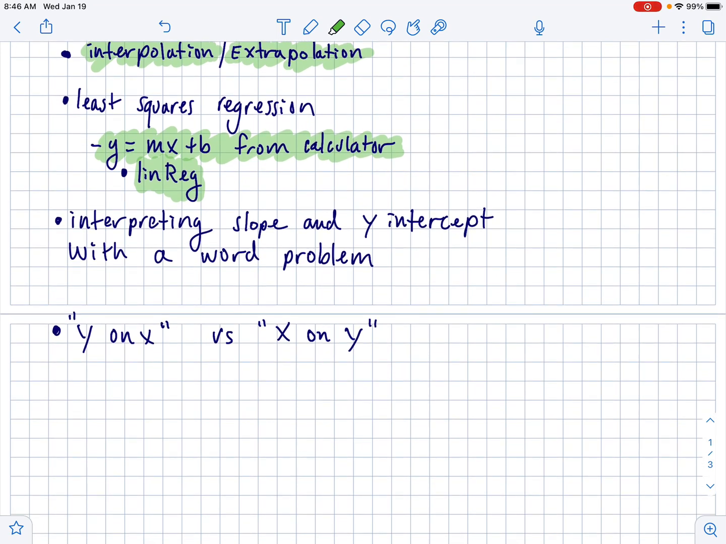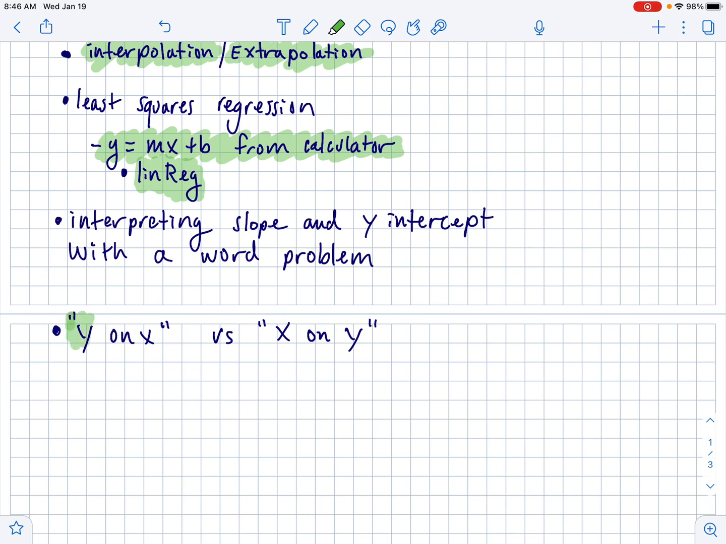Know how to interpret the slope and the y-intercept with a word problem. So if we're talking about the number of shrimp that are being eaten per hour and the slope is -2/3, you can interpret what that means about the problem: for every 3 hours that go by, 2 more bins of shrimp are eaten or something like that.